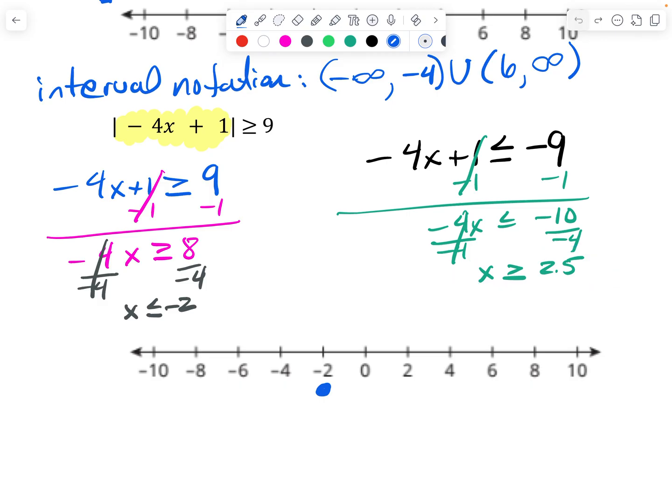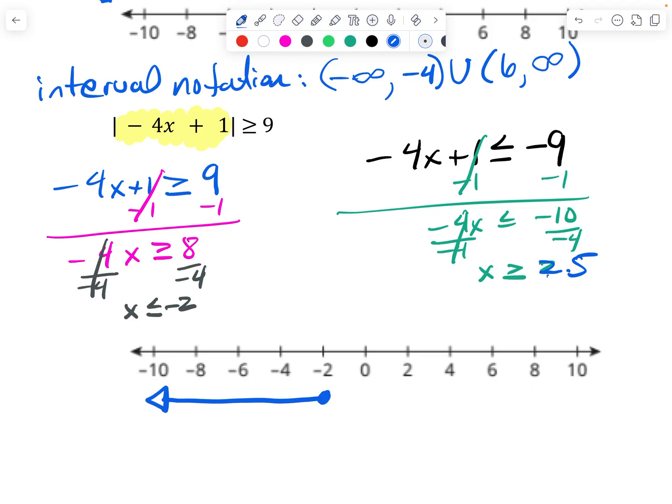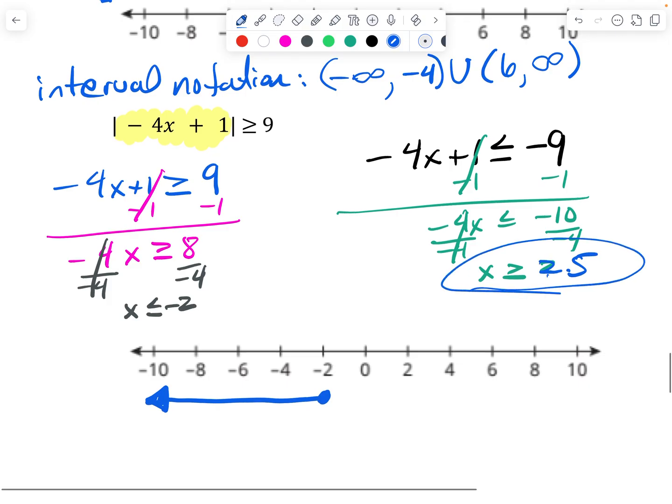What happened? Oh, 2.5. It went away. Let's do it again. So it was at -2. And it was this way. Okay. And then this one would be x is greater than or equal to 2.5. So that would be, it's about here somewhere. And then we're going to go this way.